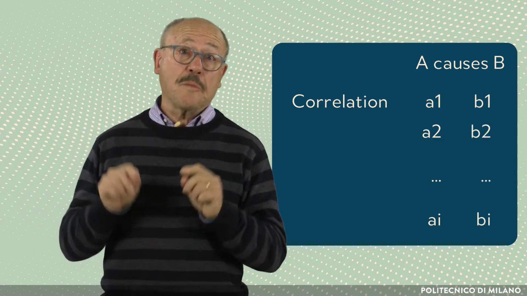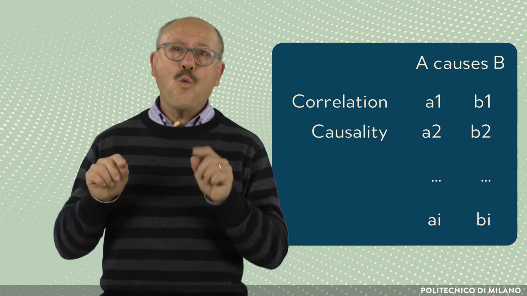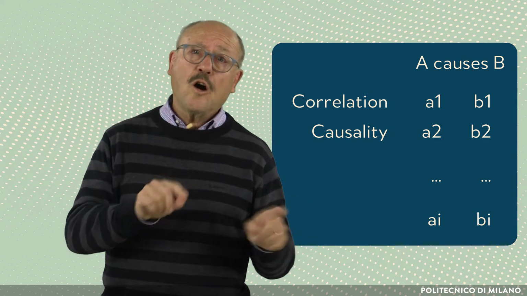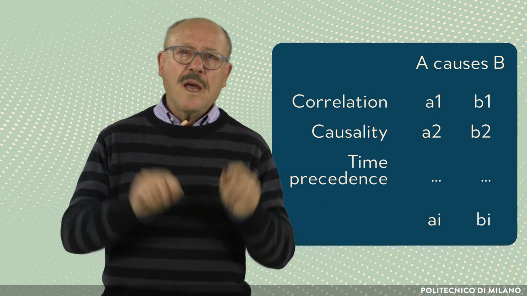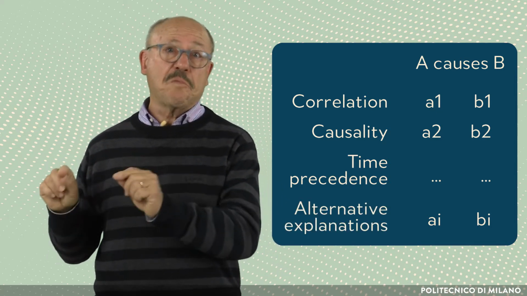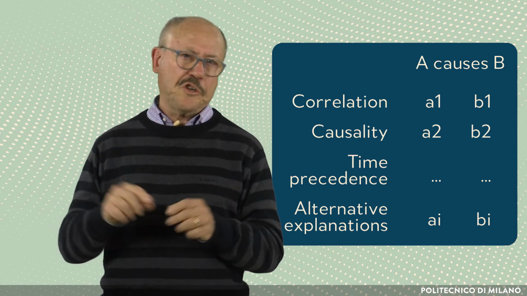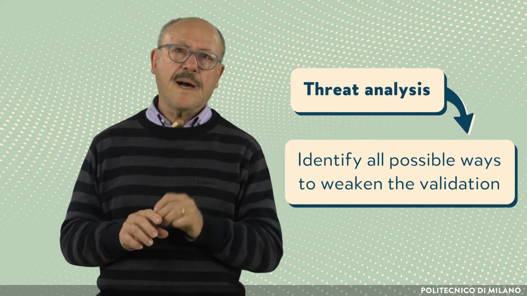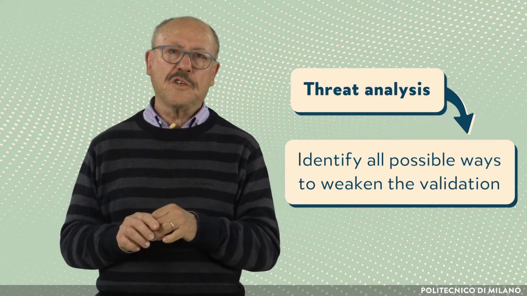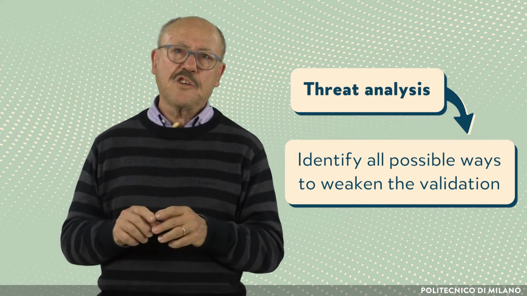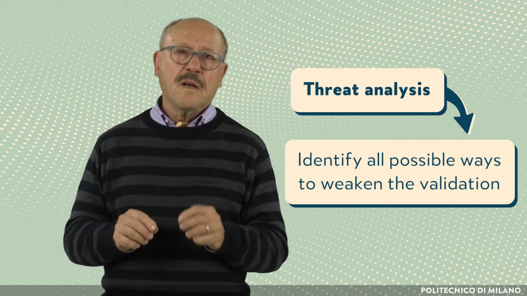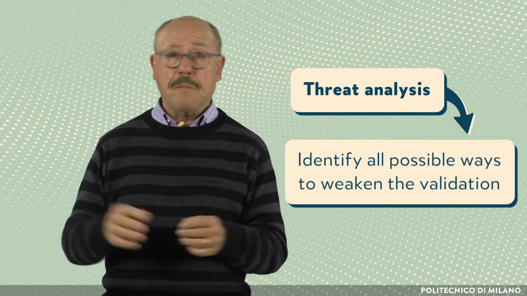To claim that the experiment supports the hypothesis of causality, we need to ensure that the effects only occur if their causes have occurred before in time precedence, and there are no plausible alternative explanations for the observed covariation. To support internal validity, researchers need to perform a careful threat analysis to identify all possible ways to weaken the validation. Analysis of threats to internal validity is a prerequisite for validation and is an argument that must be discussed to support the findings when they go public.